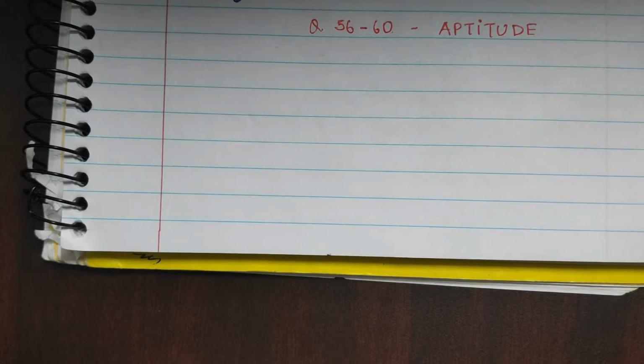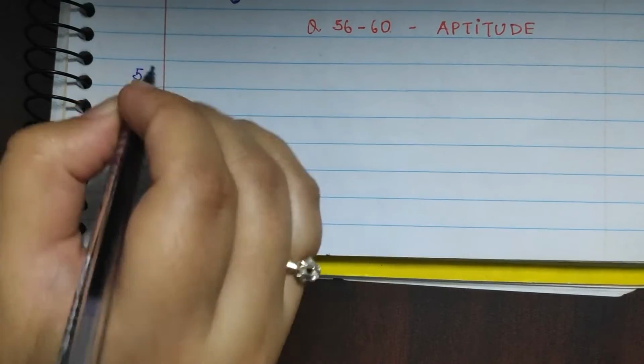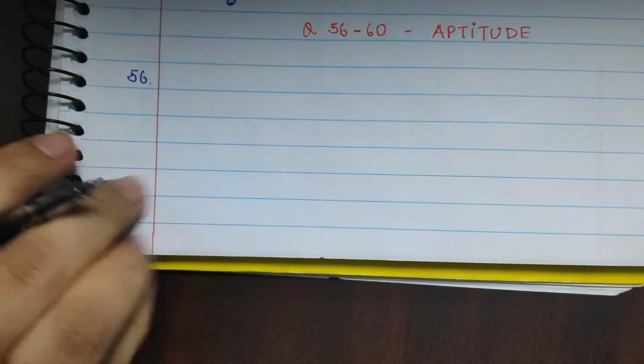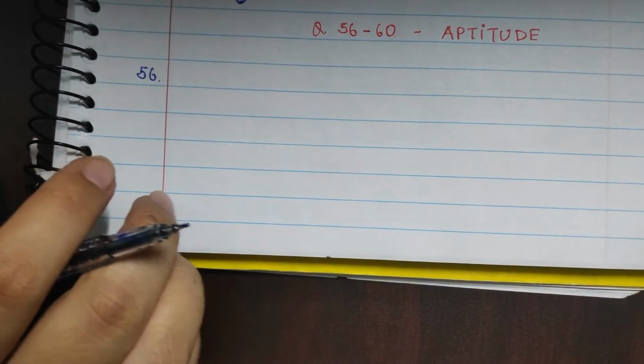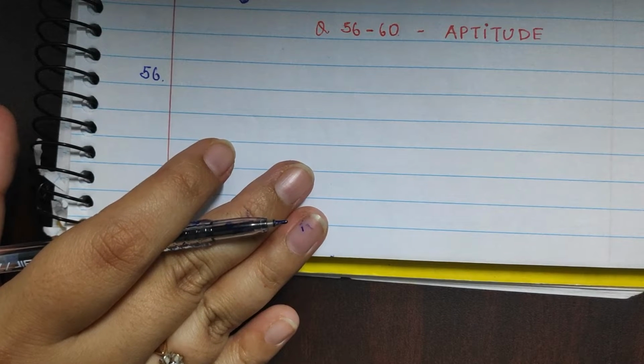Let's start by doing the aptitude based questions. So starting with question number 56. This is a Venn diagram question which we have studied in maths.